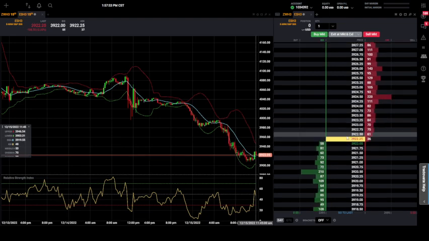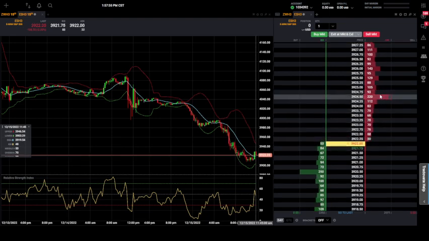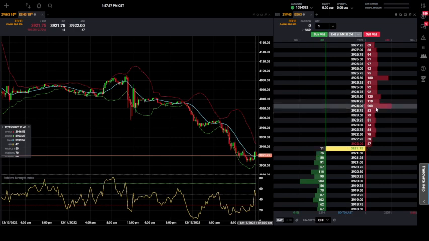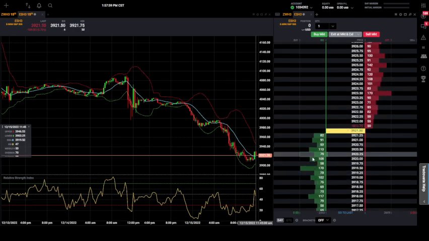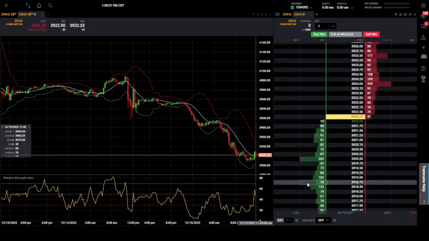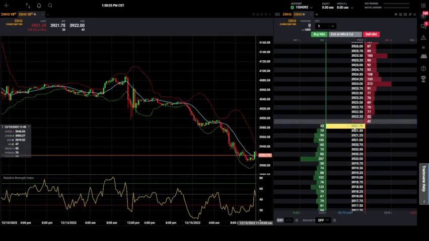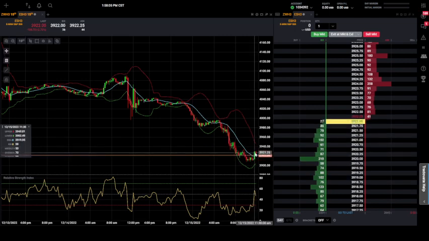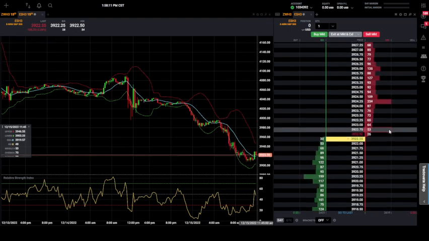So if you're watching this and you see your resistance here moving down, and you see the support level here moving down, it's probably a good indicator that the market is going down. And that's why we have this red candle here. I wouldn't necessarily be shorting it right now, at least looking at this longer chart, but that's the DOM, the depth of market, or the order book in action. This is what it looks like.